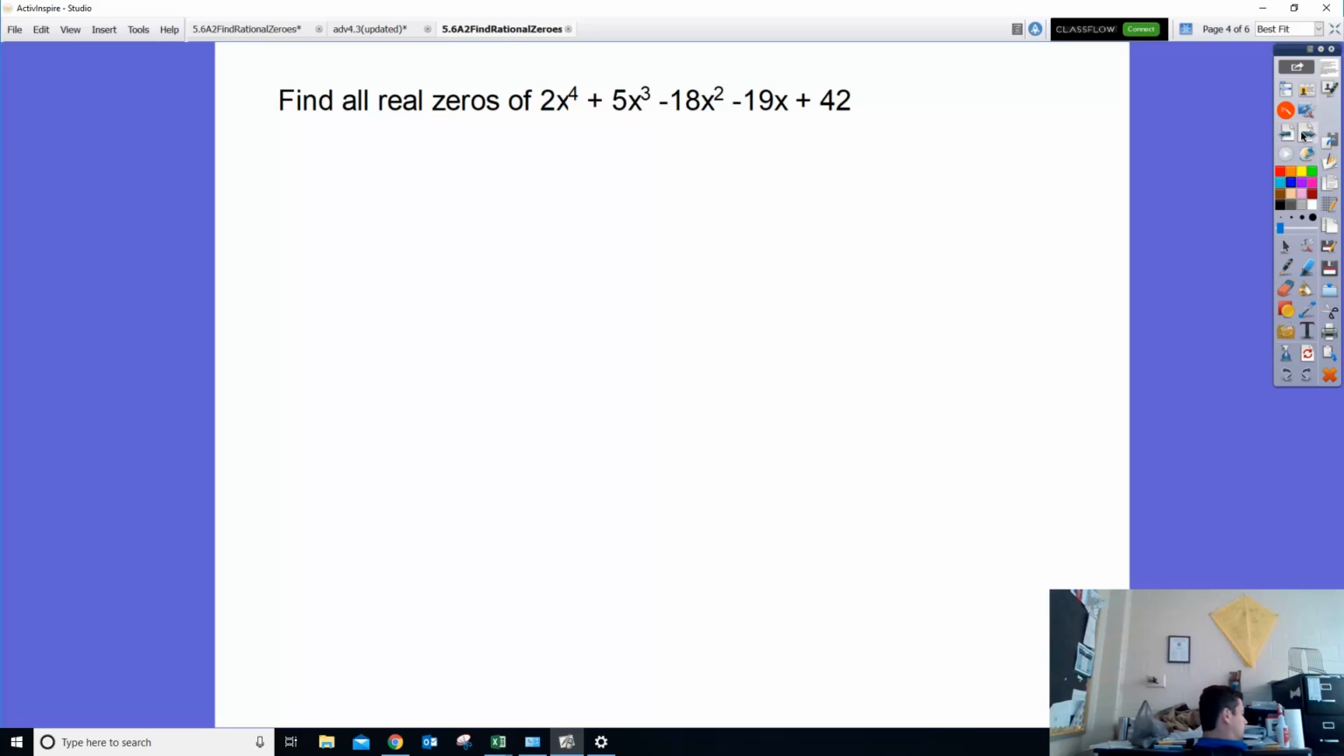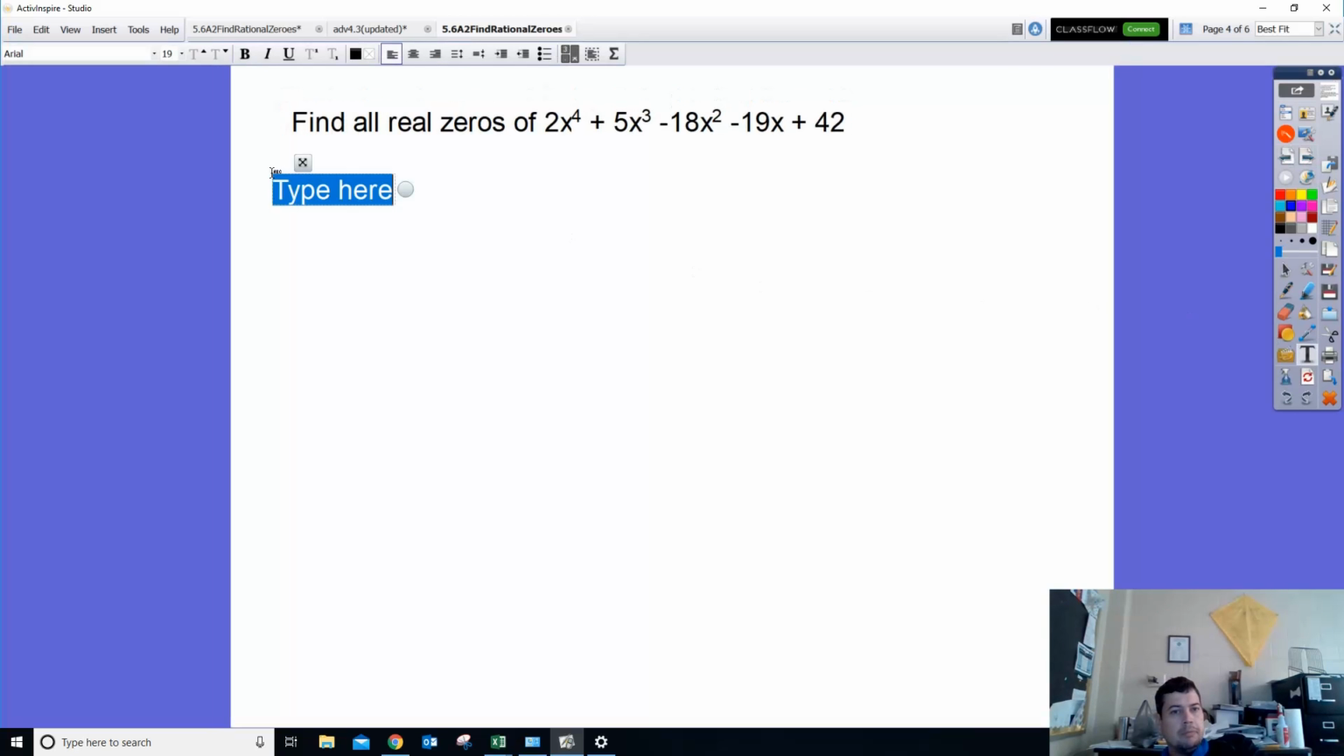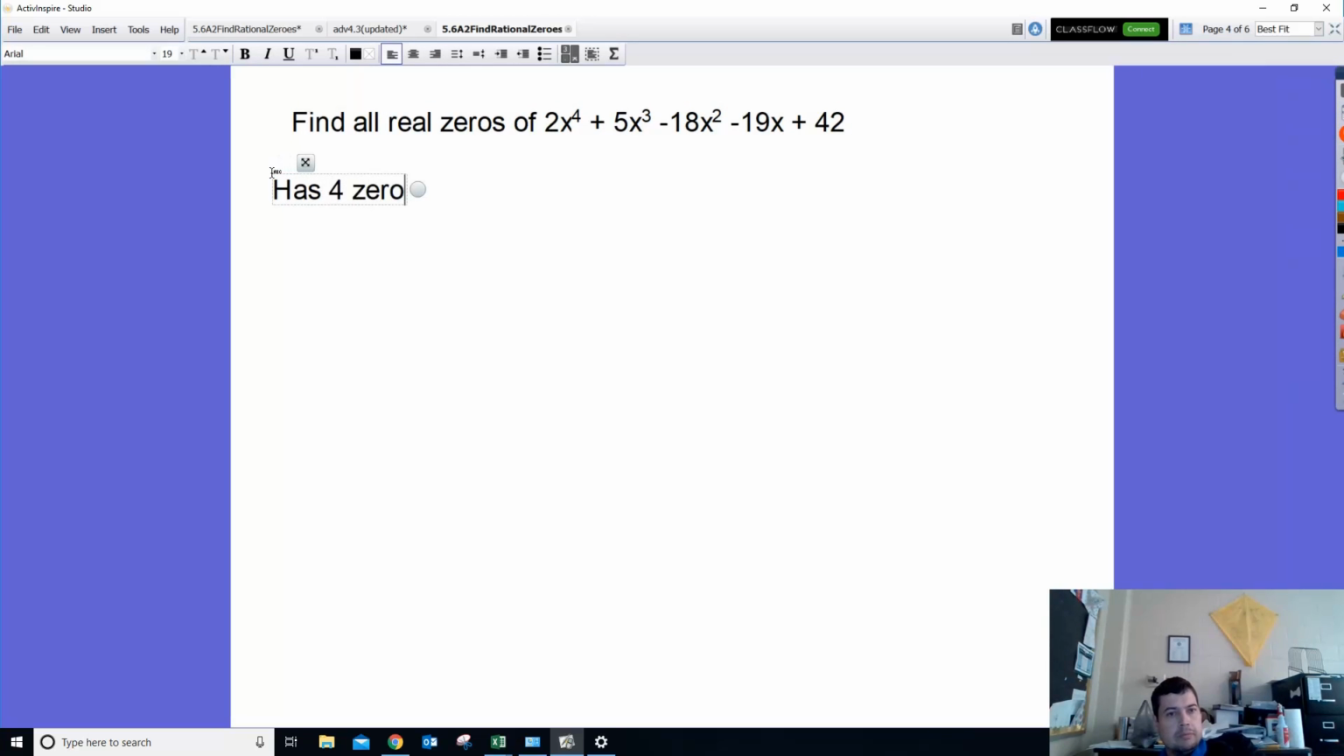Here's another one. Right off the bat, it has 4 zeros. How'd you know that? x to the 4th tells you that. So we're going to have to guess 2, and then factor or use the quadratic formula. Okay? First thing we'll do is list the potential zeros.